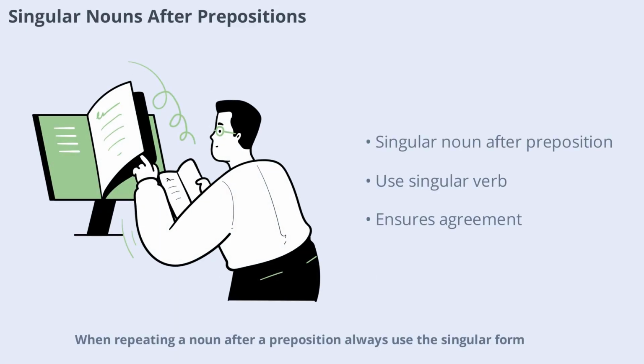When repeating a noun after a preposition, always use the singular form. For instance, say "kingdom after kingdom was conquered by Alexander," not "kingdoms after kingdoms were conquered." The noun should also be followed by a singular verb in this structure. This rule helps maintain subject-verb agreement and keeps your sentences grammatically correct.